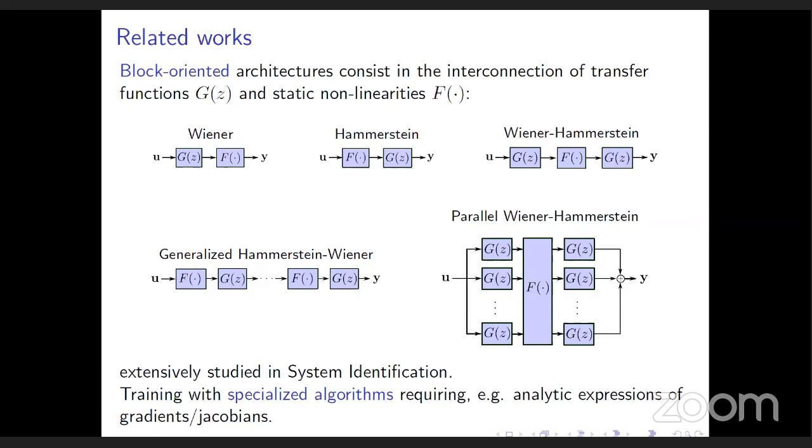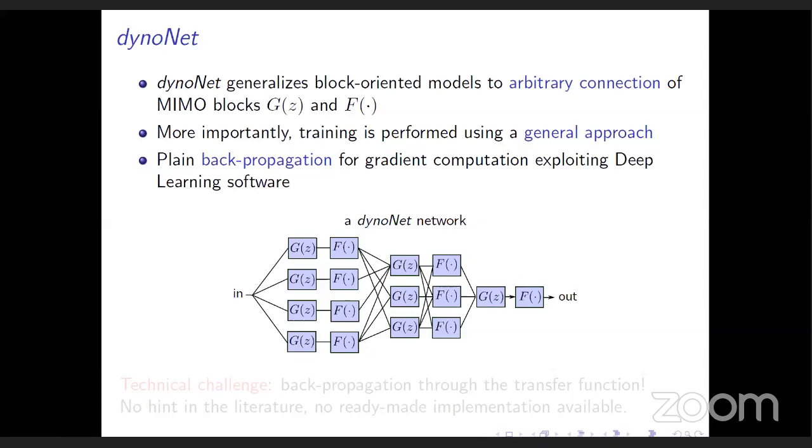So dynoNet can be seen as a generalization of block-oriented models that allows arbitrary interconnection of MIMO blocks: linear dynamical blocks G, transfer functions, and static nonlinearities F. But perhaps more importantly, we train them with a unified approach where at the basis there is plain backpropagation for computing the gradients. So we can define easily more complex structures and have the gradients ready made. Loosely speaking, the connection of a G transfer function and an F nonlinearity is seen as a neuron of our architecture. Just as a static linear block and a static nonlinearity is the classic neuron in feed-forward neural networks.